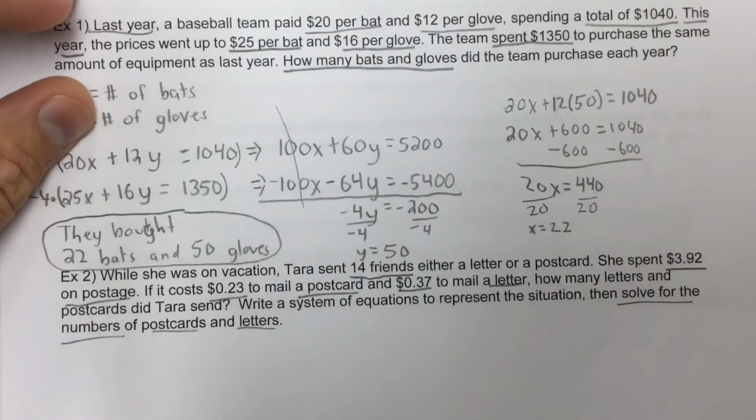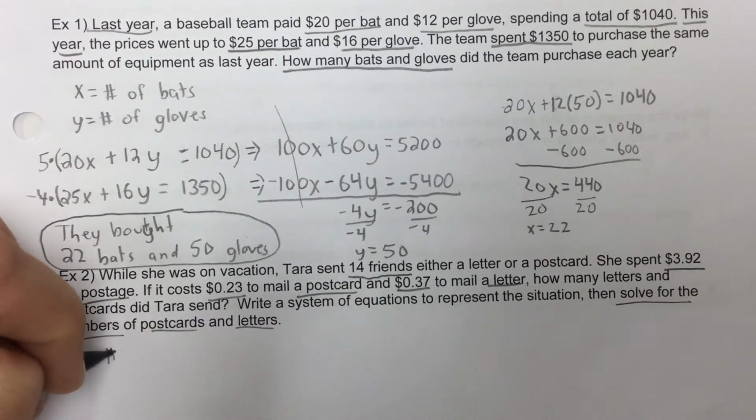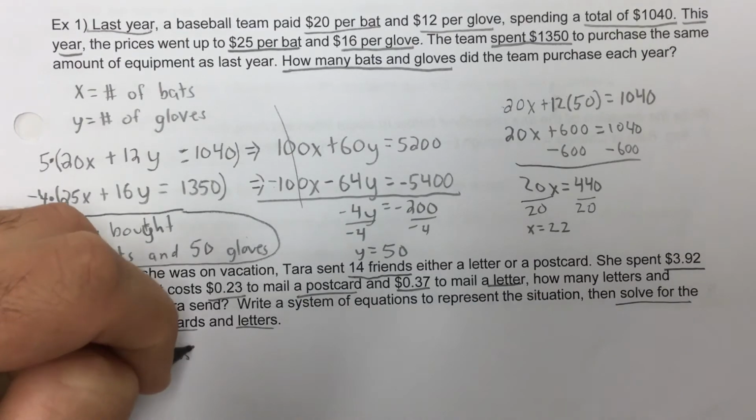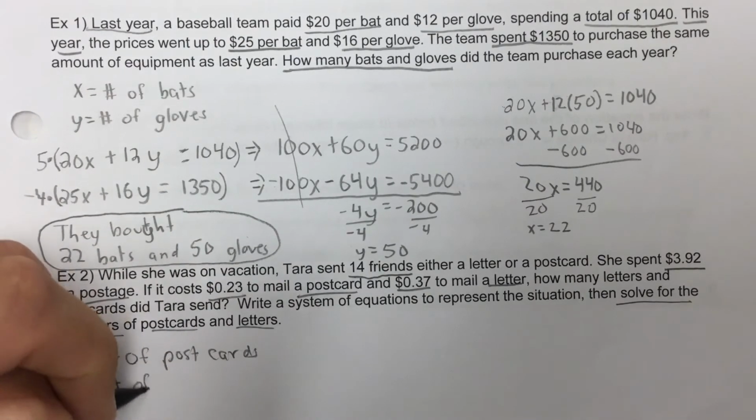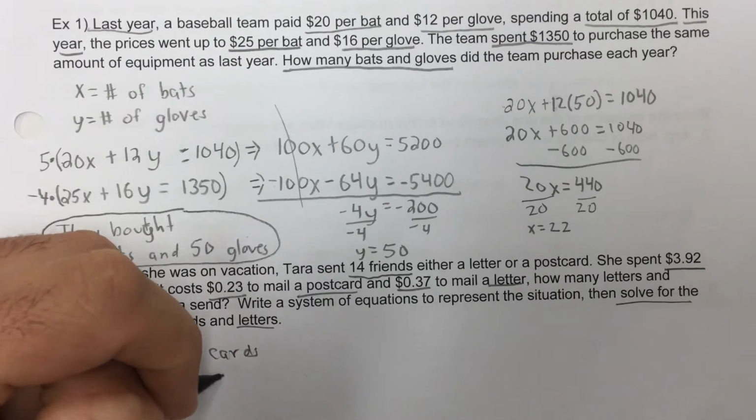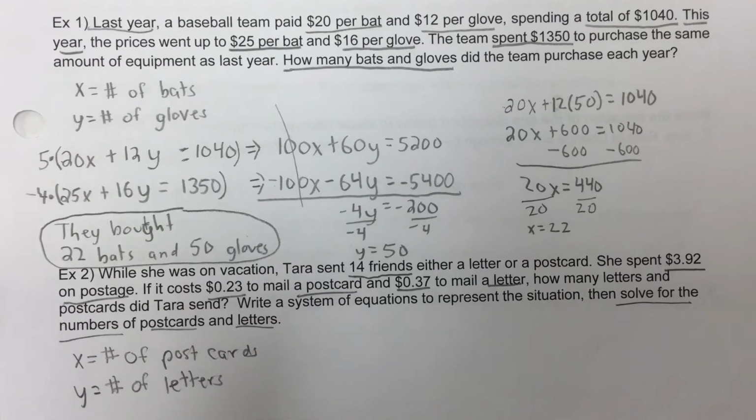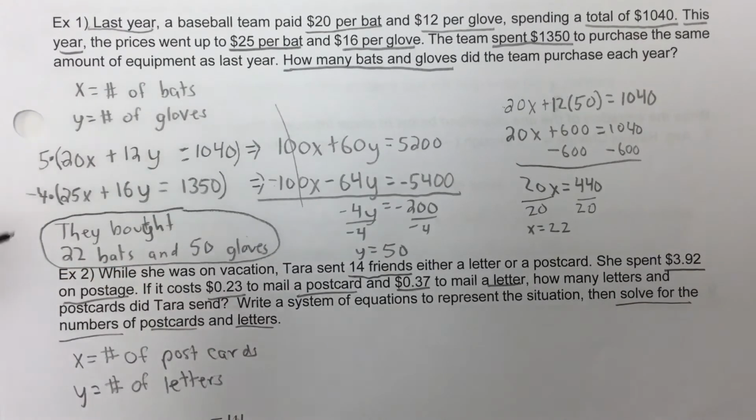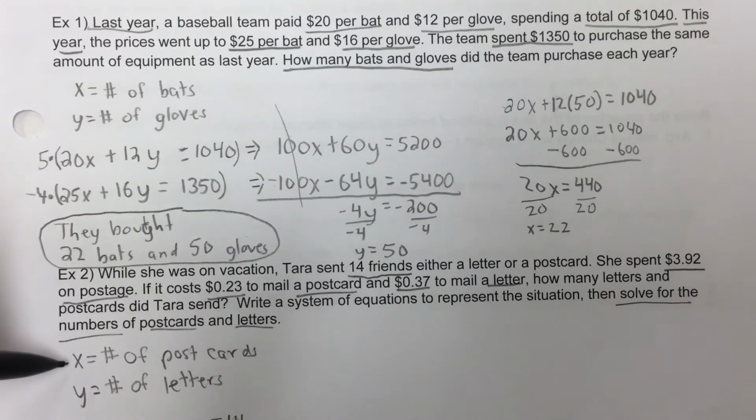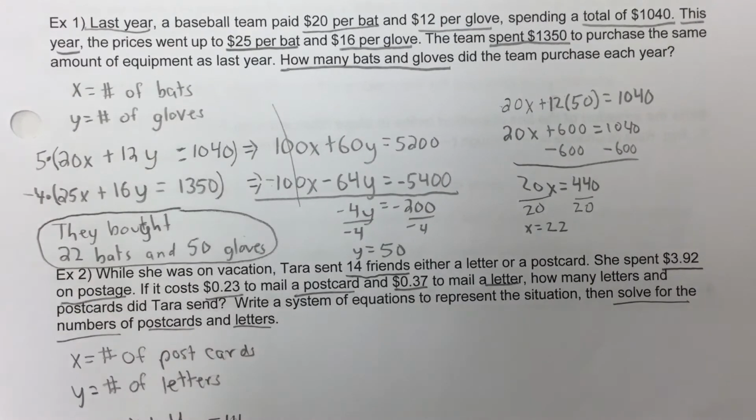So define your variables first. All right, I'm going to say x equals number of postcards. I'm going to say y equals number of letters. Now that we know that, the first equation is going to be talking about the total of everything. So she has 14 friends. That's the total. And what did she do to 14 friends? She sent letters or postcards. So the total number of postcards, which is x, plus the total number of letters, which is y, has to equal 14.